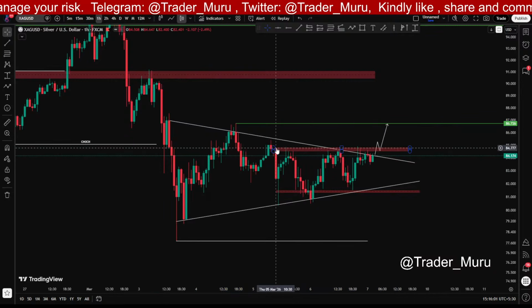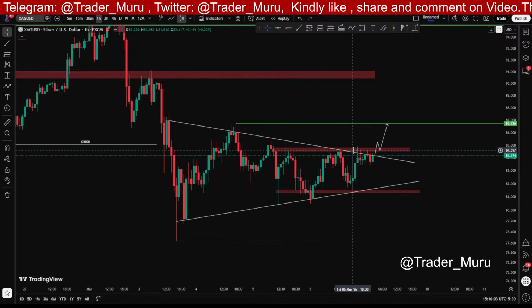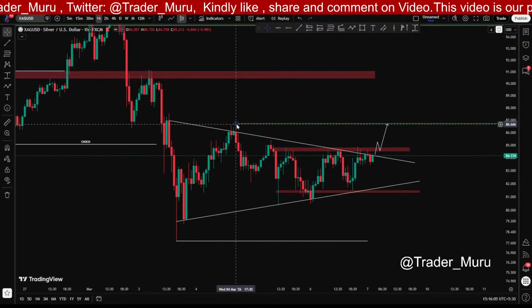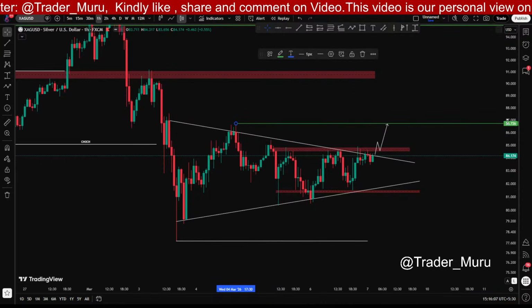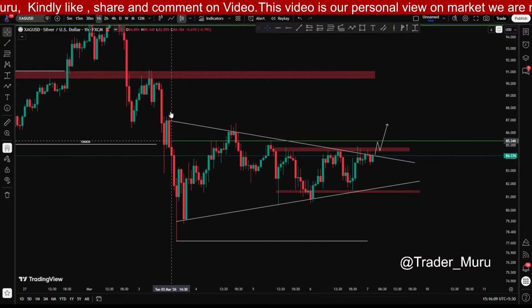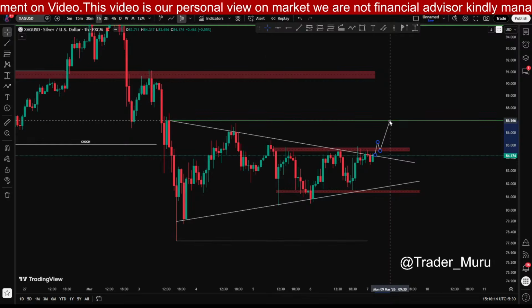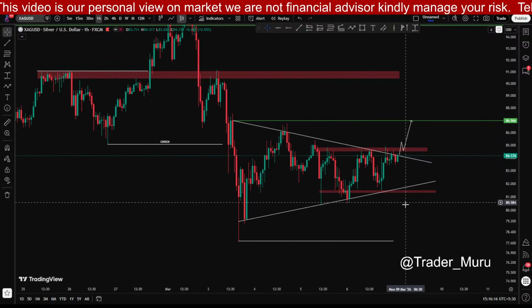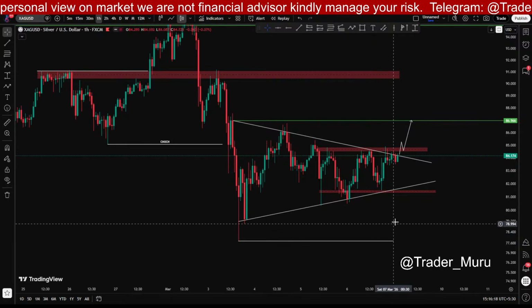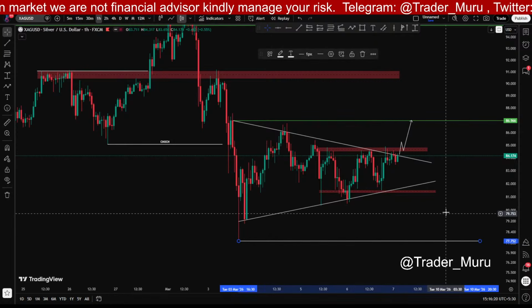So we need this range high break for the long confirmation, and as we say, our target will be 86 and possibly till this liquidity around 87. If we get a breakdown here, then possibly we will see the low again.